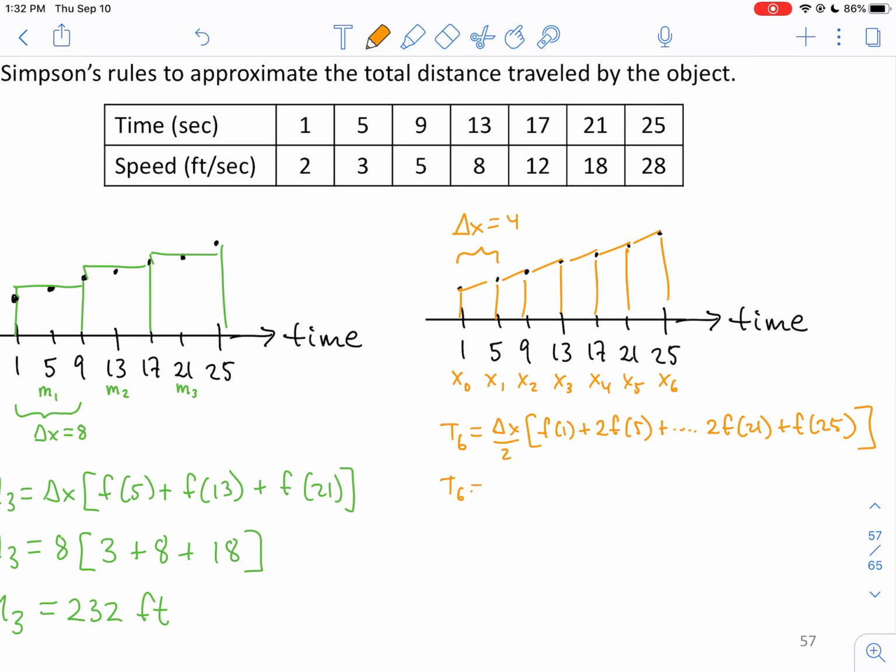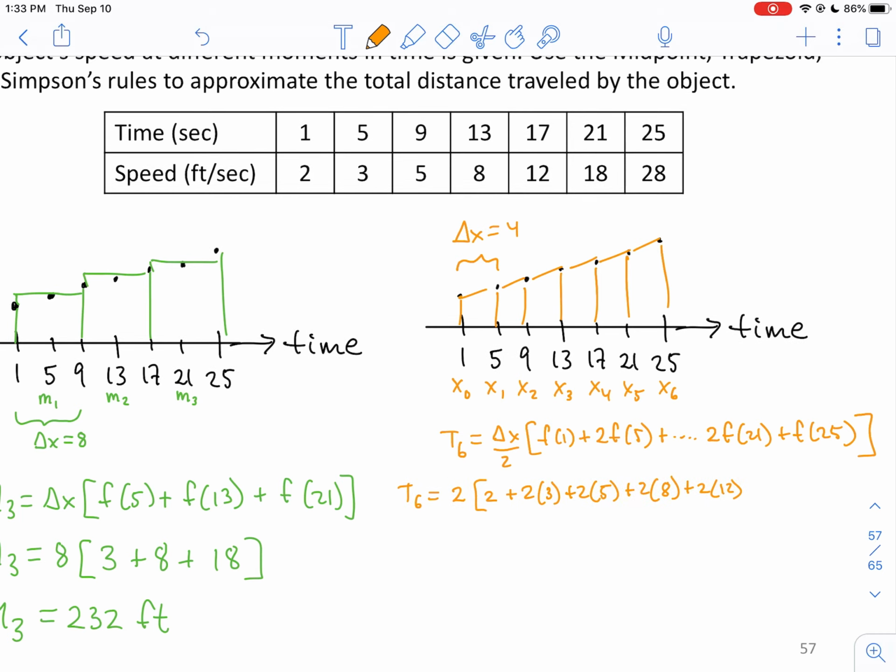So T6 is delta x is 4, divide that by 2 is 2. Plug 1 into this function is 2. These are all the outputs for all the different times. So a single copy of that one, and then double all of the interior ones, and then a single copy of that one essentially is what's happening here. So we're going to double the 3, we're going to double the 5, we're going to double the 8, we're going to double the 12, we're going to double the 18, and then a single copy of the 28. And when I do all of this work, I wind up getting the following approximation, 244 feet.